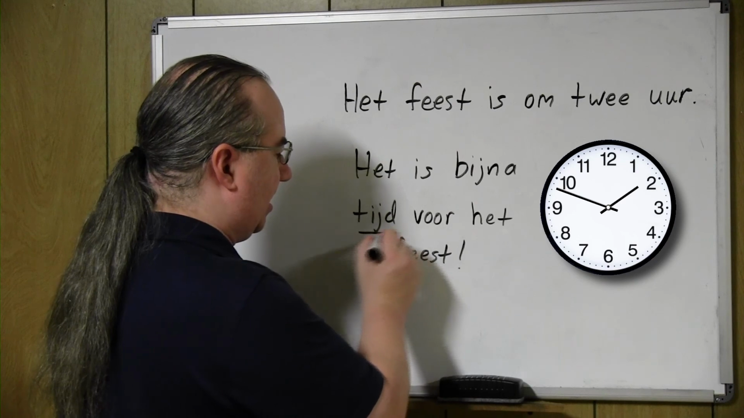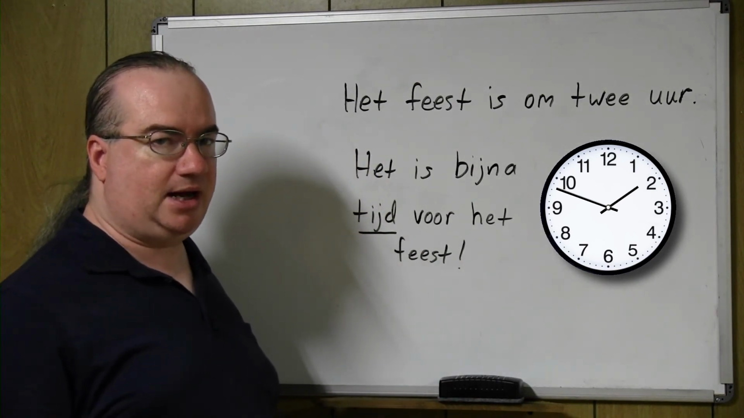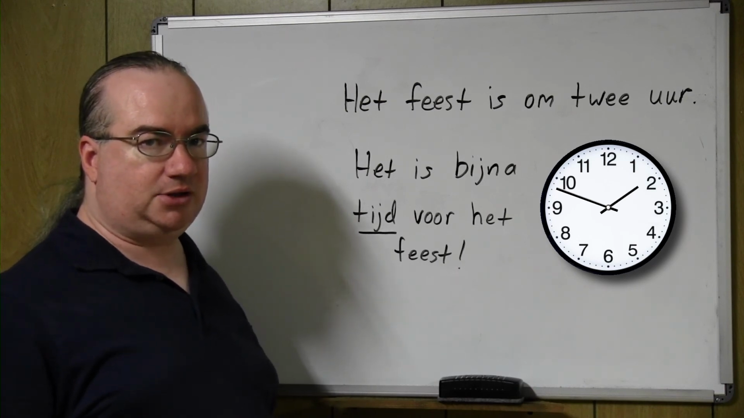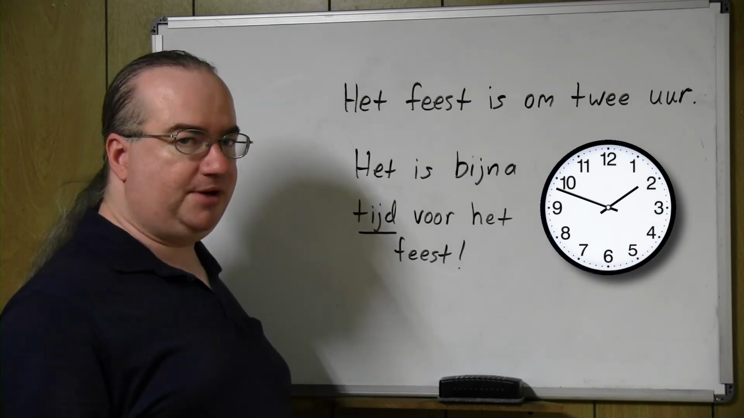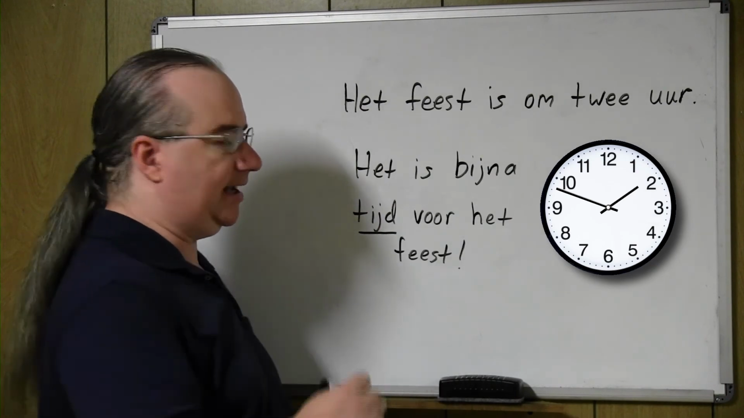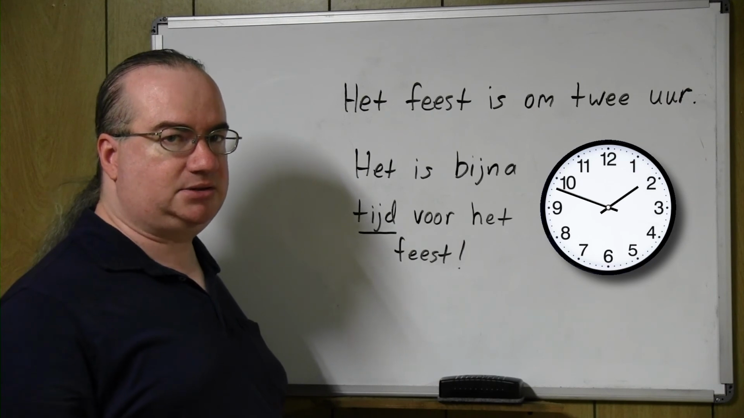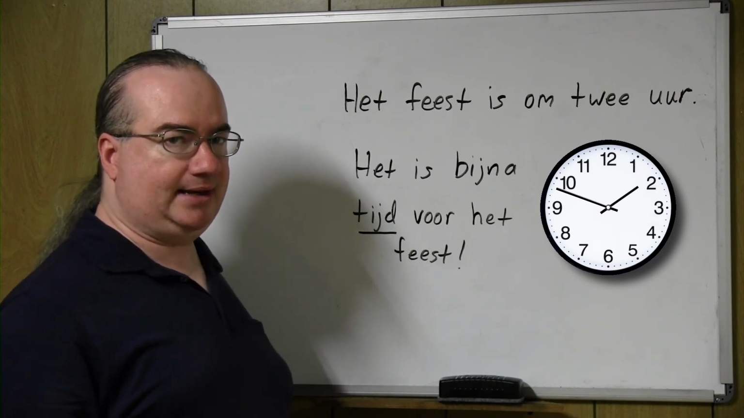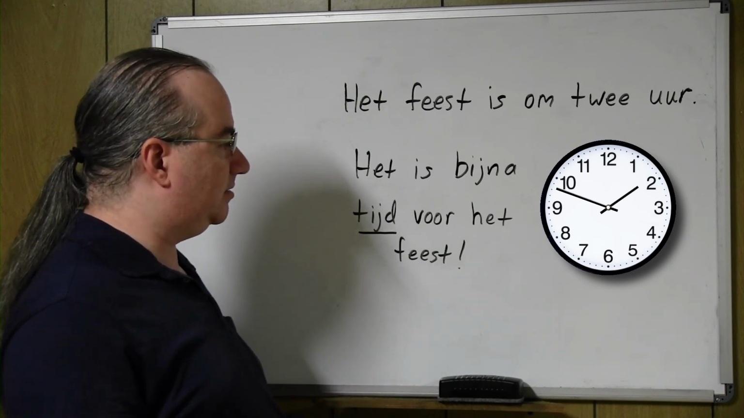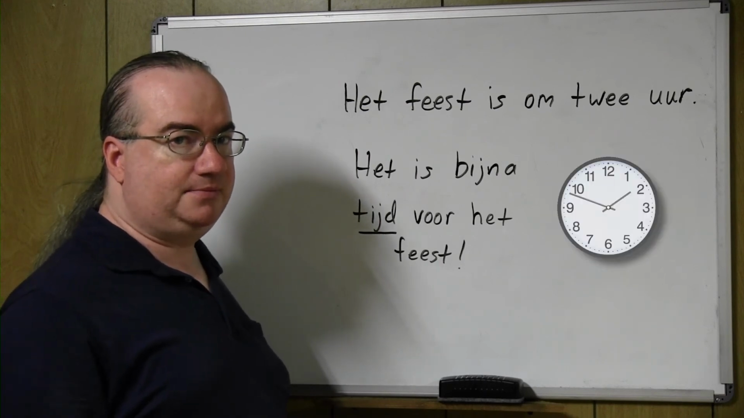Notice we use tijd and not keer. Tijd is another word that means time, but it doesn't work the same way as keer. When you're talking about keer, you mean an occasion. But if I'm saying it's almost time for something, then I want to use tijd instead. And like de keer, tijd is also a de word. So de tijd, if we're talking about the time. Het is bijna tijd voor het feest. That means I better get going out of here.